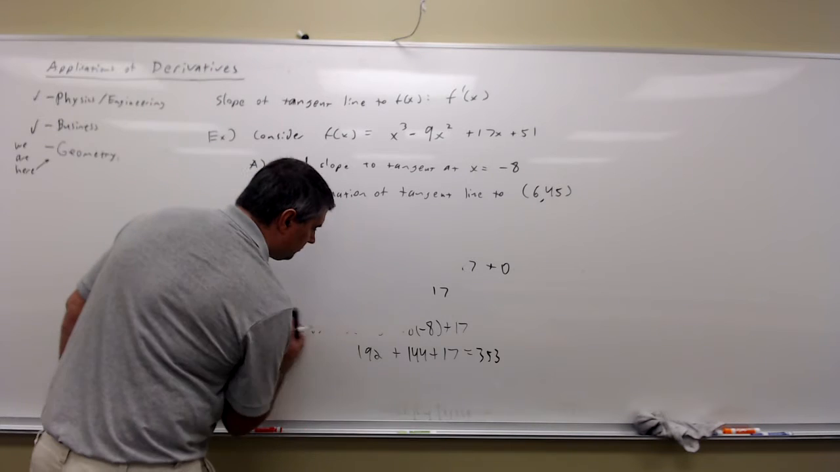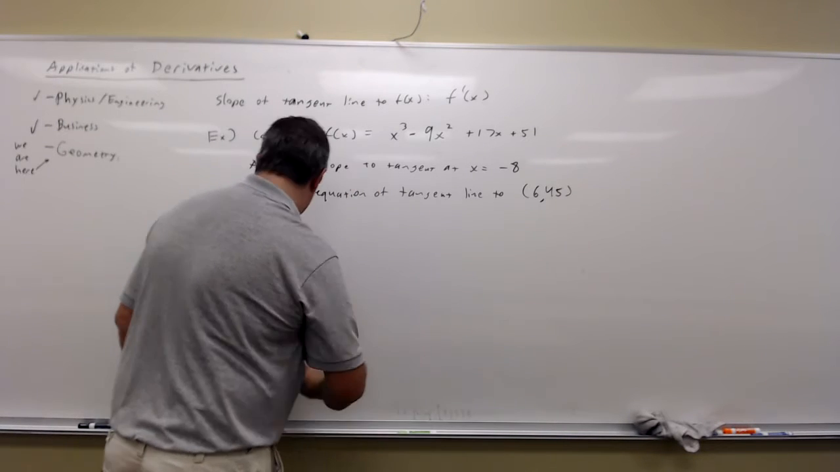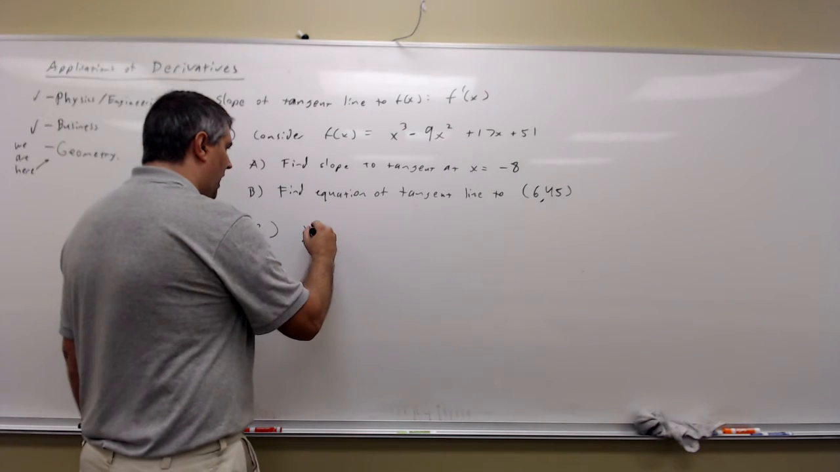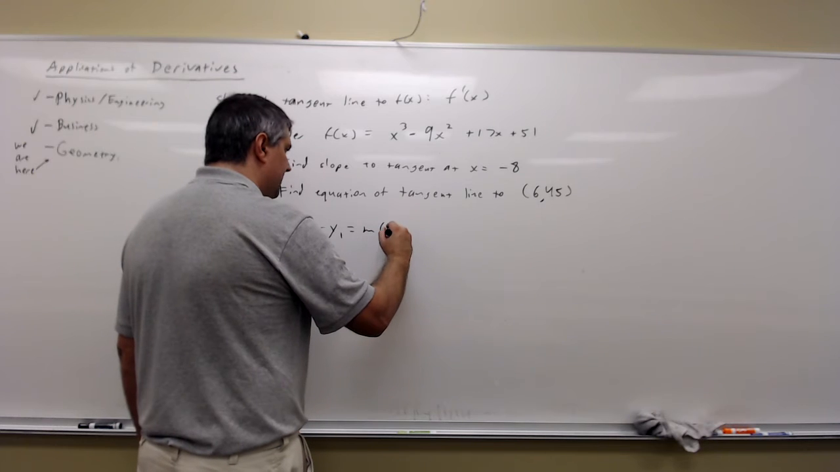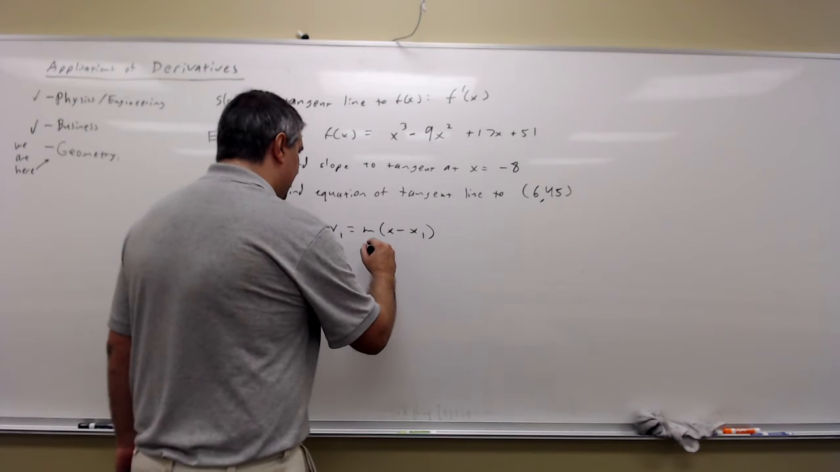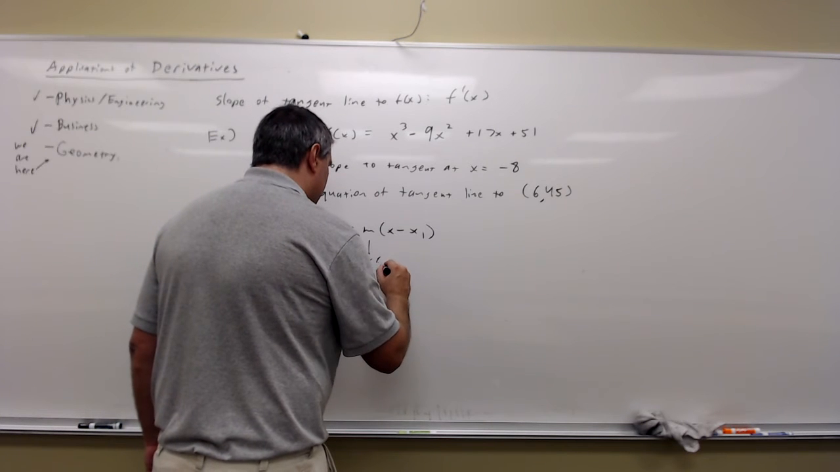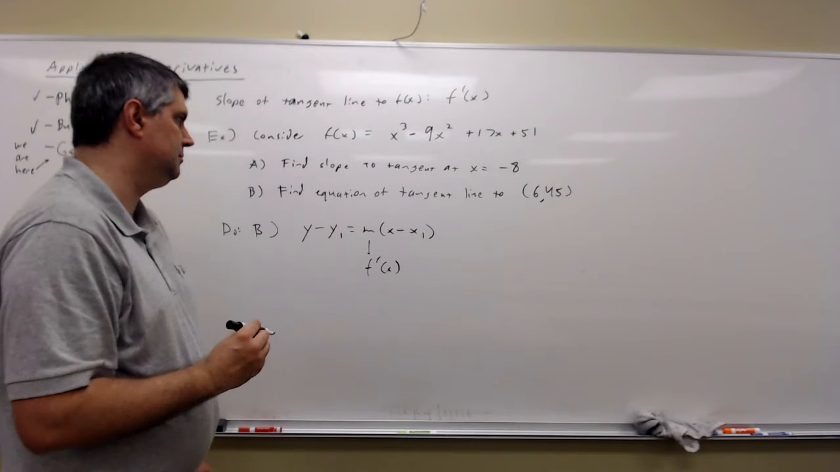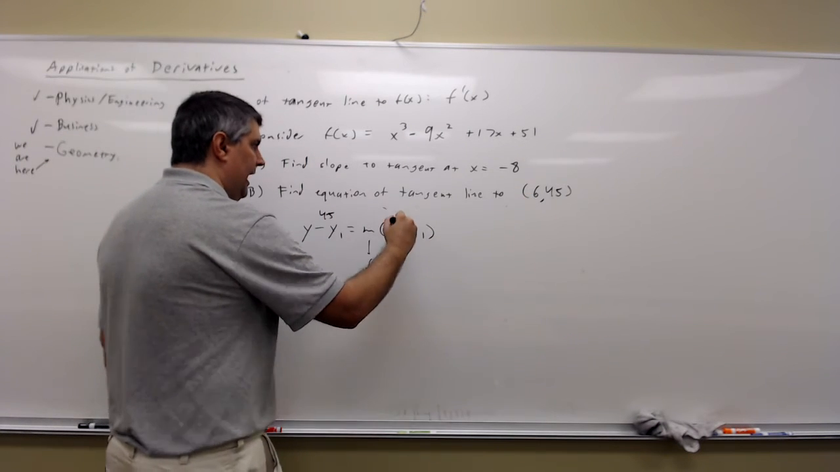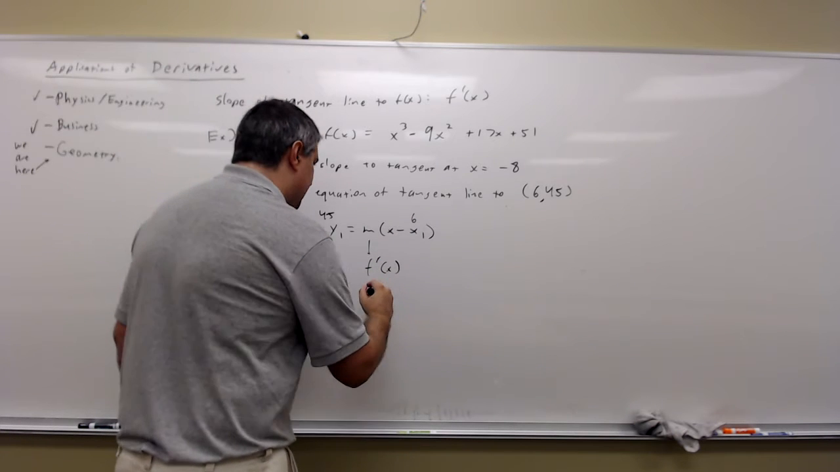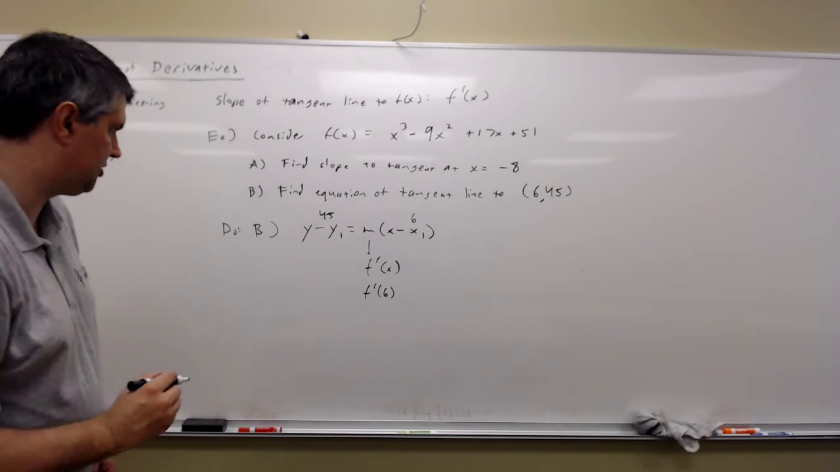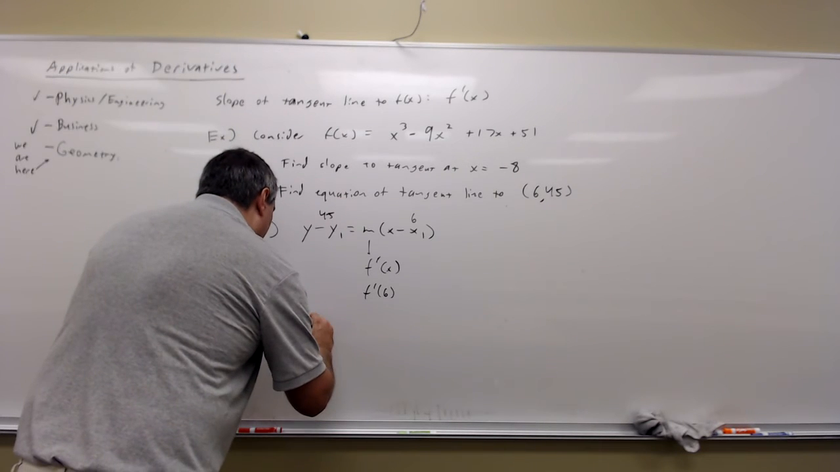B. We're going to do y minus y sub 1 equals m times x minus x sub 1. Okay? But m is going to be f prime of x. Okay? So the point is 4 comma 5 and 6. In this case, it's going to be f prime of 6. Okay, so I need f prime of x first.